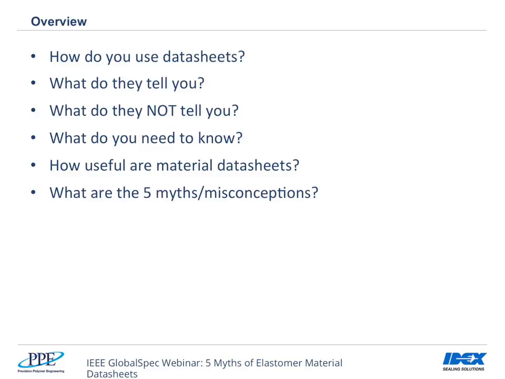So how do you use datasheets? And what do they tell you? How do you use that information that they tell you? What do they not tell you, more importantly? What do you need to know in order to be able to specify or select a material? How useful are these material datasheets? And what are these myths and misconceptions that we will talk about?